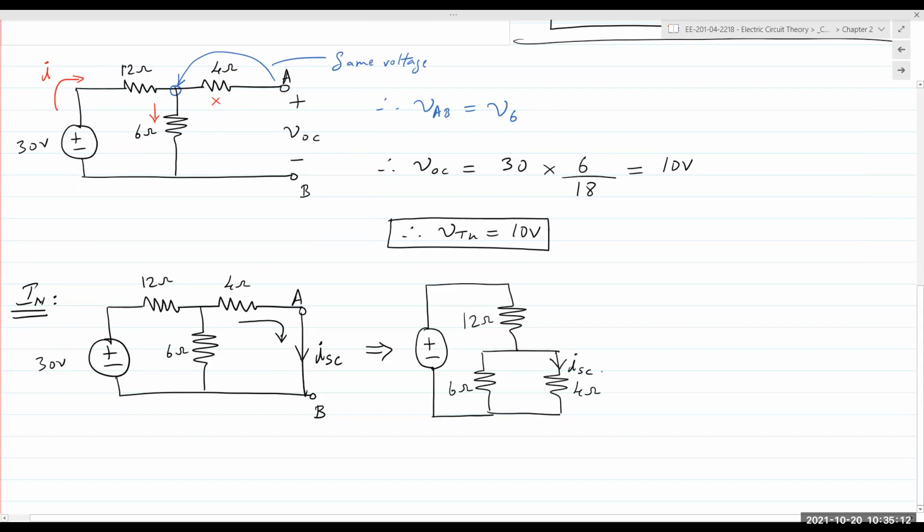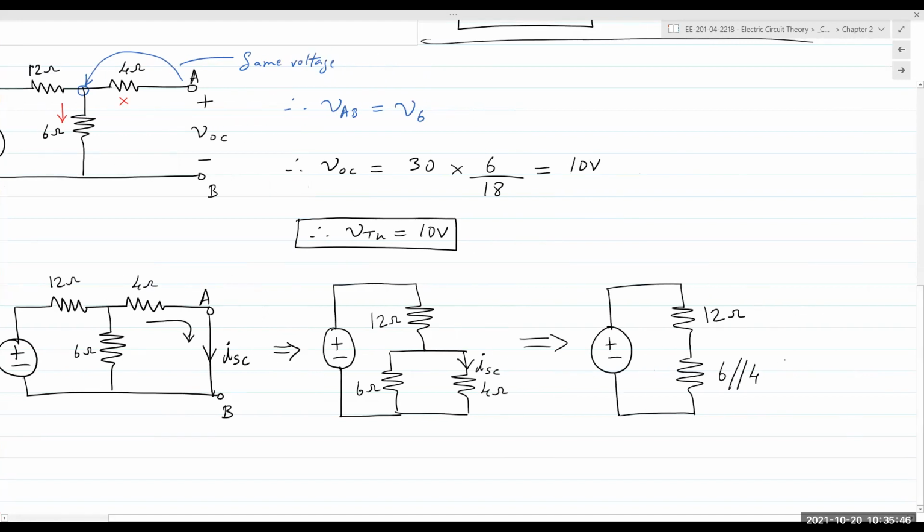The 4 and 6 in parallel would be what? 24 divided by 10, so 2.4 ohms, right? This is 2.4 ohms, this parallel connection, which should be in series with a 12 ohm resistor, right? This is 6 in parallel with 4. Which is 2.4.